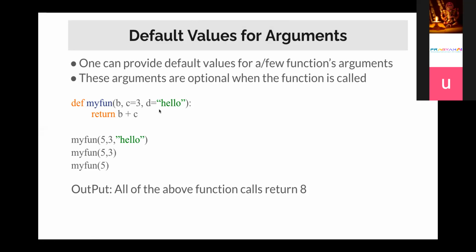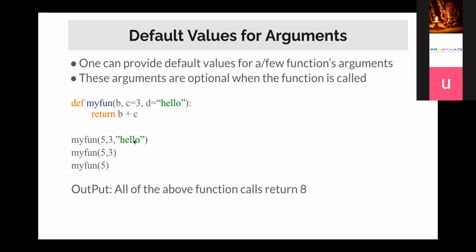It may be the same, it may be different. If I pass 4, then C will take 4. If I say hi, D will take hi. But in the second case, I am not passing the value for D, so D will take hello, because if I am not passing anything, it takes the default hello. And in the third function call, I am not passing C also, so C will take 3.